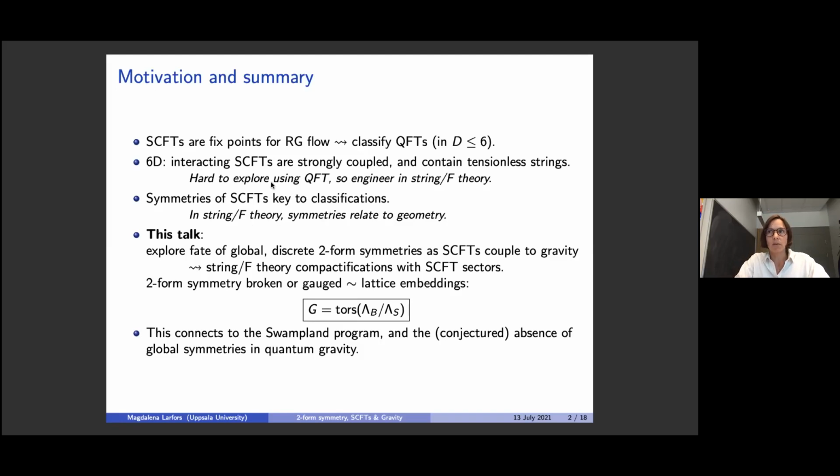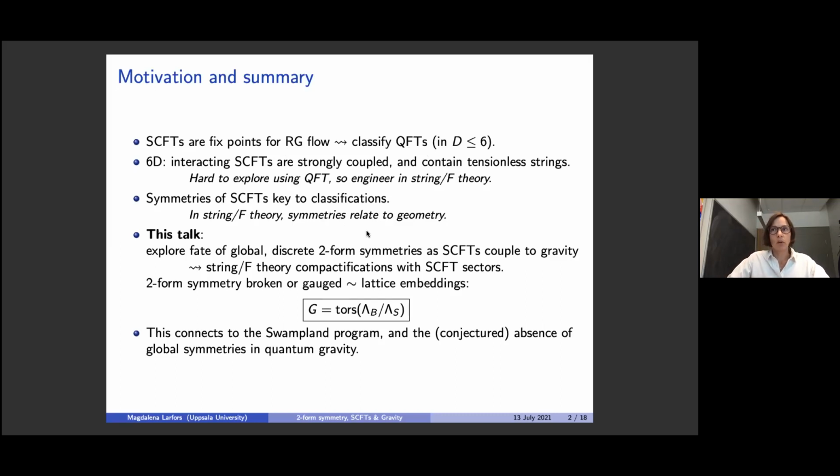If you want to classify superconformal field theories, one of the things you should look at are the symmetries, because symmetries, as we all know, are preserved if you change the scale. So in particular on the RG flow, symmetries would be preserved. So if you want to use CFTs then to say something about quantum field theories, then you need to know something about the symmetries of the SCFTs. And in string and F theory, which will be the setting that we will be using here, these symmetries are related to geometry. So this has been used in the past to translate these questions into geometrical questions.